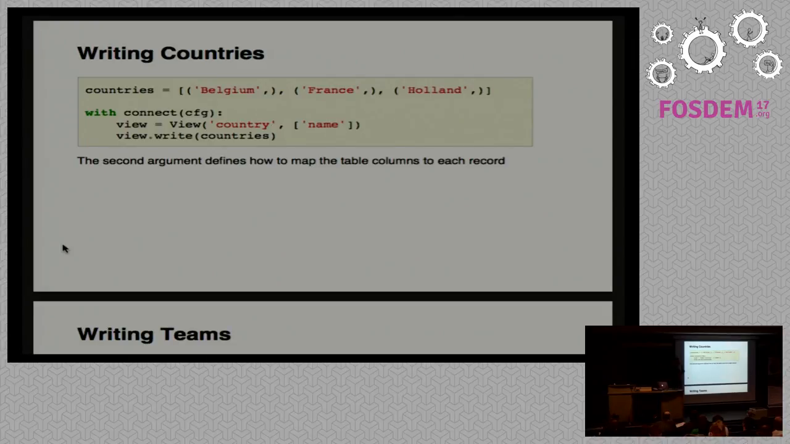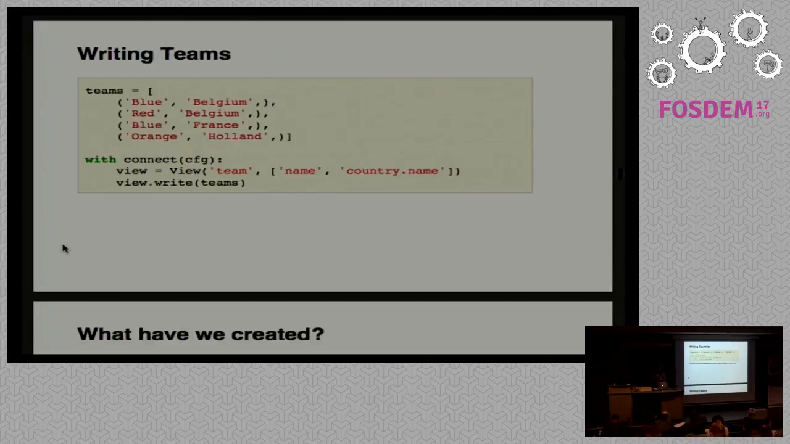So in this case, country is easy. The name is the only column. So once the view is created, we call write, and it's going to write the countries for us and fill the name column. So quite easy.